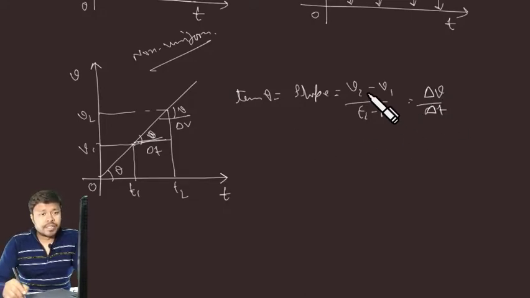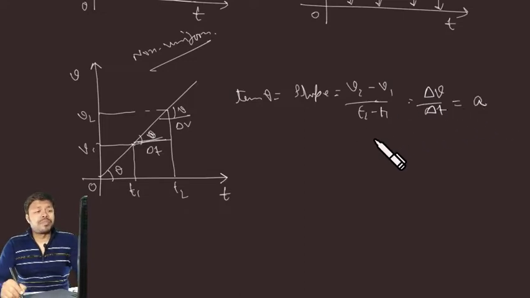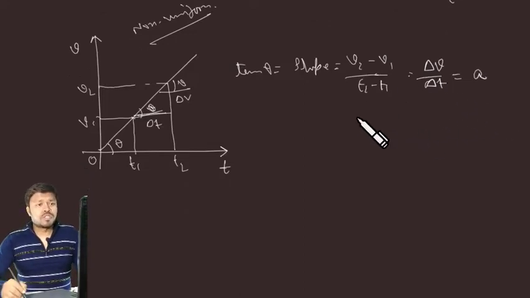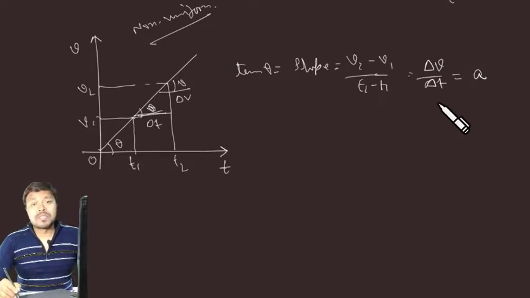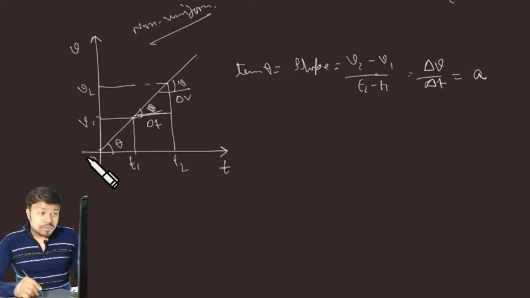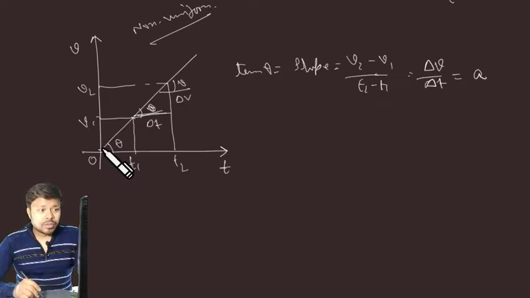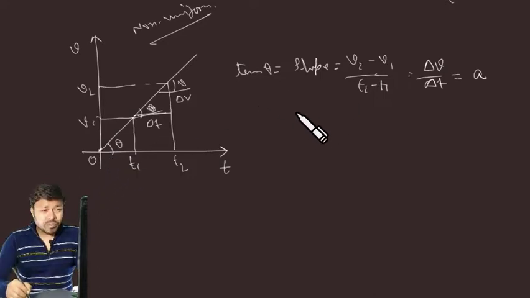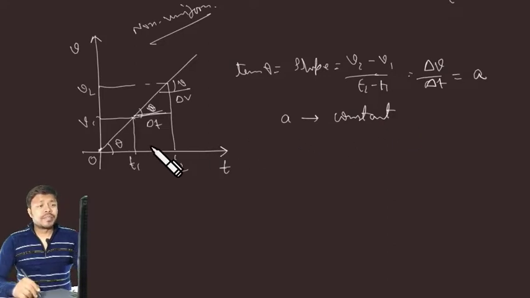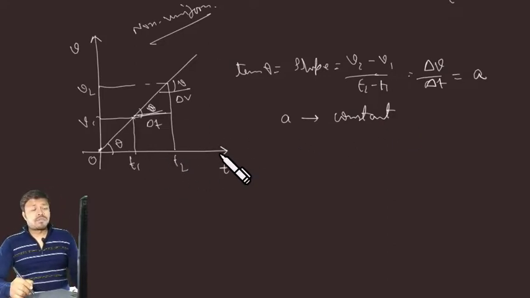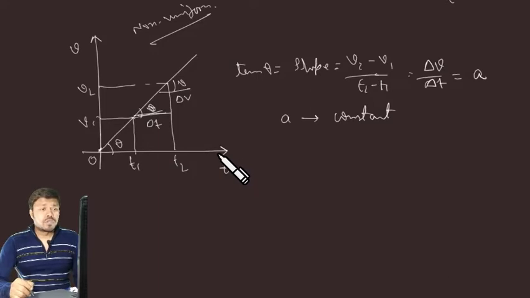Now what is del v by del t? Rate of change of velocity, means acceleration. Okay, so slope of the velocity time graph represents acceleration of the body. Now for this particular graph, where the graph looks like a straight line passing through the origin, we can conclude that the acceleration of the body is constant, because the angle with the x-axis or t-axis here remains constant throughout for this graph.